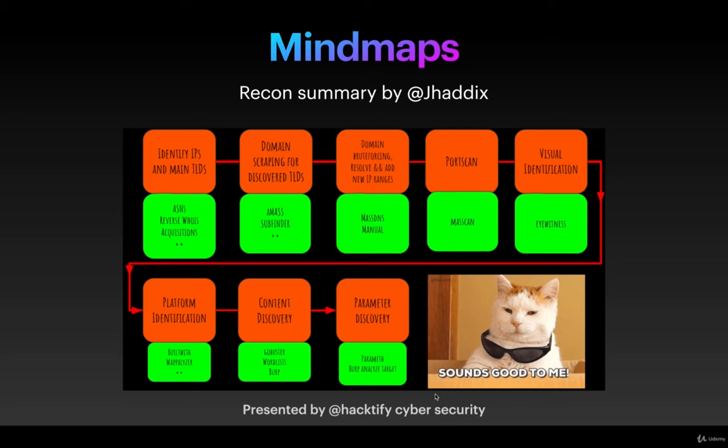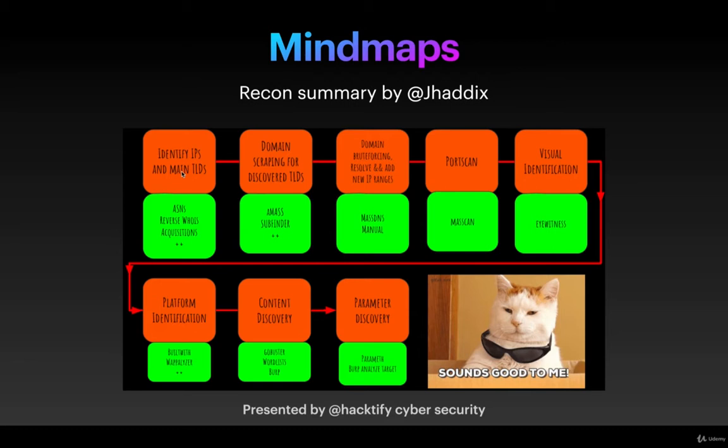Hello everyone. So this is one of the very famous mind maps made by Jhaddix. So let's see this, the recon summary by Jhaddix. The first step is identifying IP addresses and the main TLDs, which is the top level domains. We have already seen this. We are doing this with the help of ASNs.